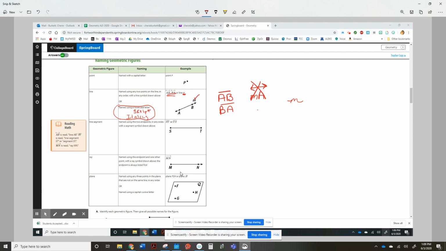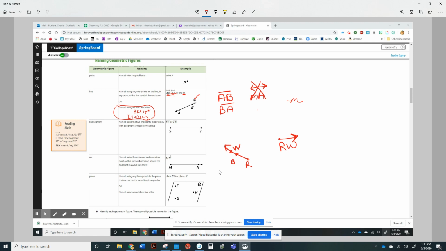Line segment. Ray, here's the mistake that everybody makes. The fact that this arrow is to the right, it will always be to the right when you name a ray. So here's the ray RW. If we were to write about this, we would call this ray RW. The arrow always goes to the right, and the first letter is always the endpoint.